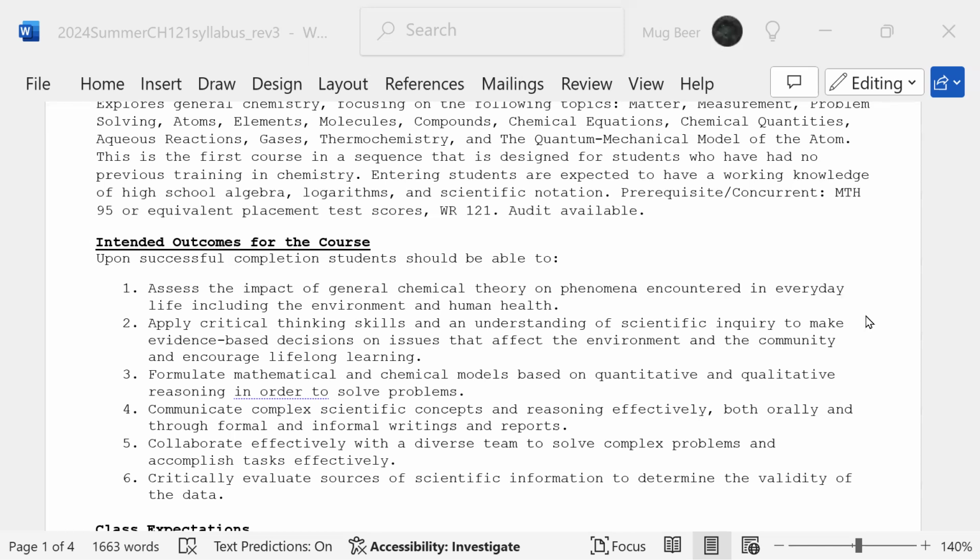The next one is about math. All the math that you used before and you wondered, when am I ever going to use that? The answer is you're going to use a bunch of it right now. So be happy that you took those math classes, because we've got math here. There will be math. Next: communicate complex scientific concepts and reasoning both orally and through formal and informal writings and reports.